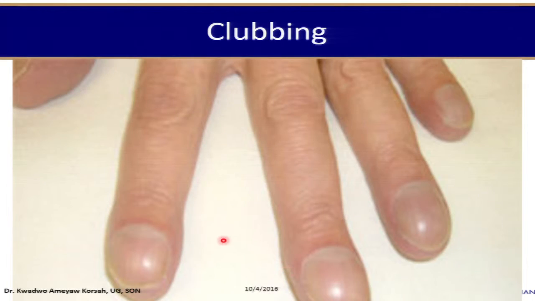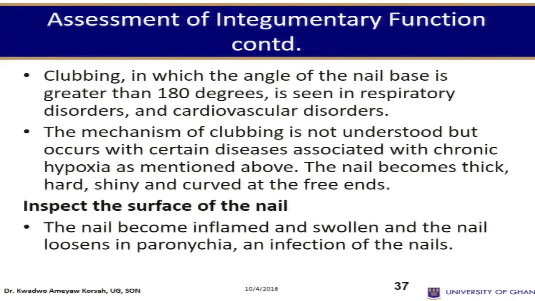For what we can see on the screen, we have clubbing, which may be associated with heart conditions and respiratory conditions, whereby the angle of the nail base is greater than 180 degrees. In most cases we don't have clear factors leading to clubbing, but it is noted that patients with heart and some chronic respiratory conditions can have clubbing. As I've already noted, it is seen in respiratory and cardiovascular disorders, but we can't conclude because these are suspected cases.